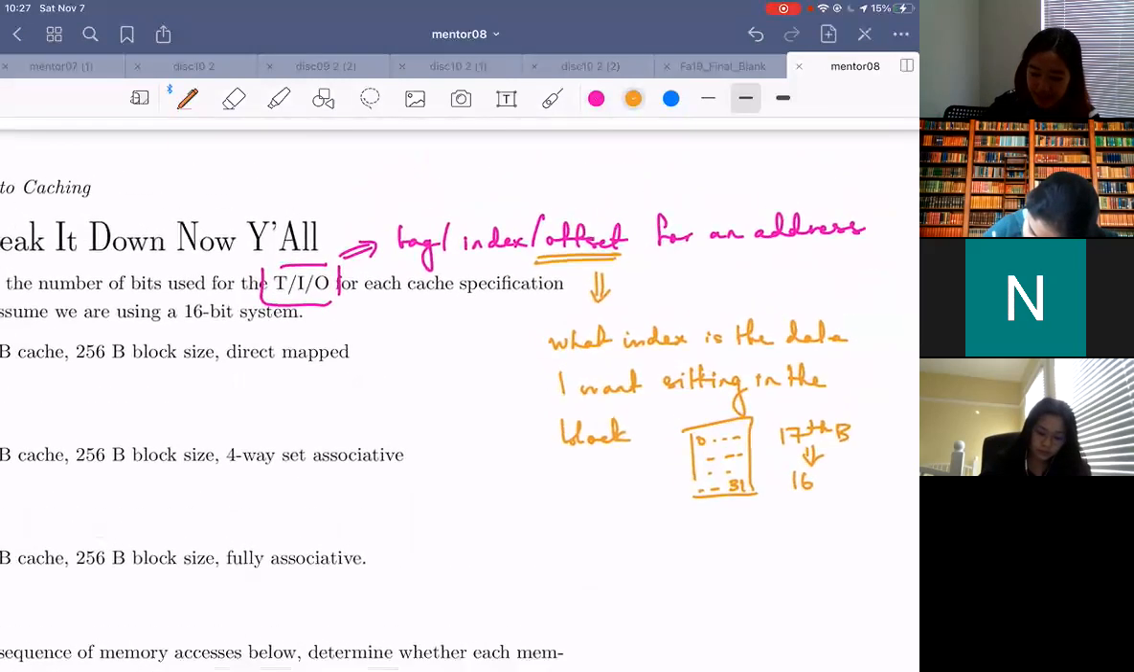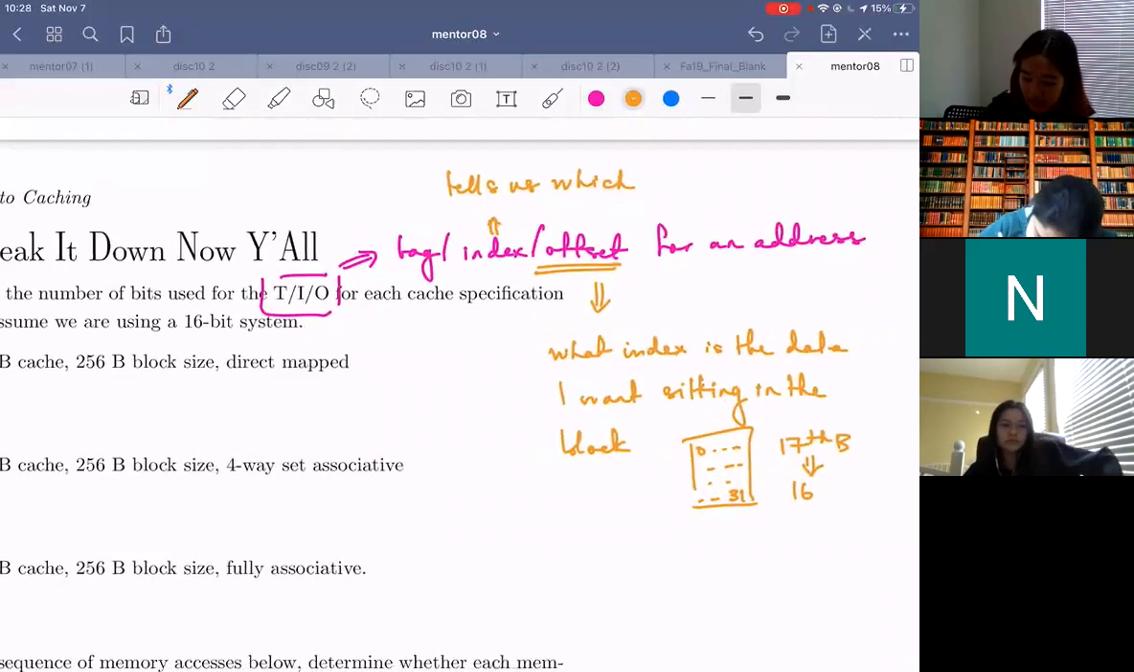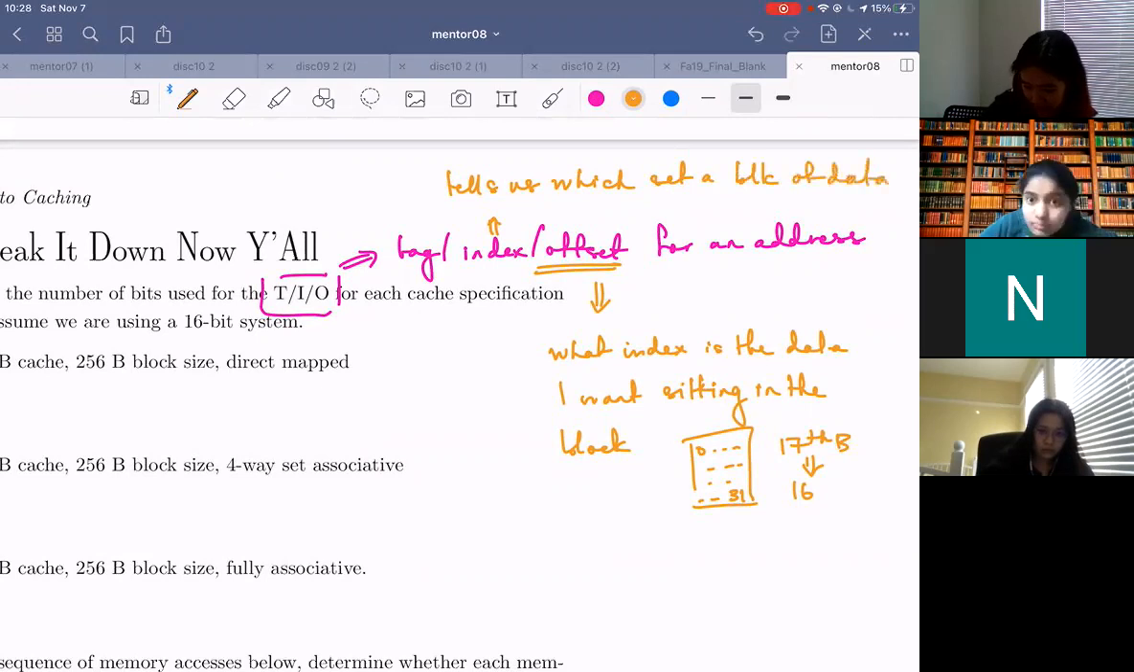On the other hand, the index tells us which set a given address or a given block is sitting in. So it tells us which set a block of data is sitting in.